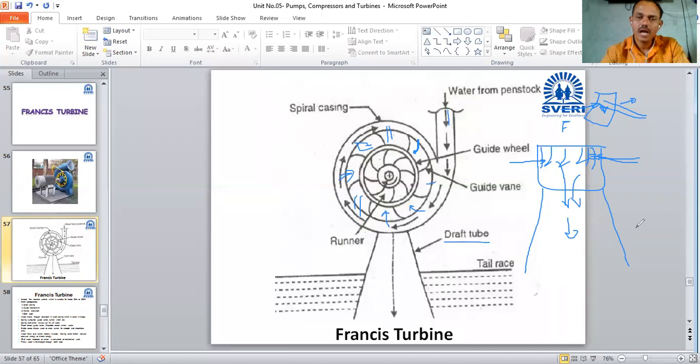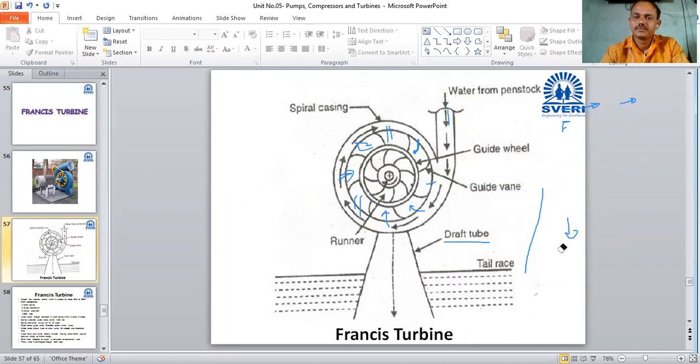Okay, I will show you that scroll casing. So you all can imagine how bigger these turbines are. For that, I have to find out from network. So give me 1 minute.